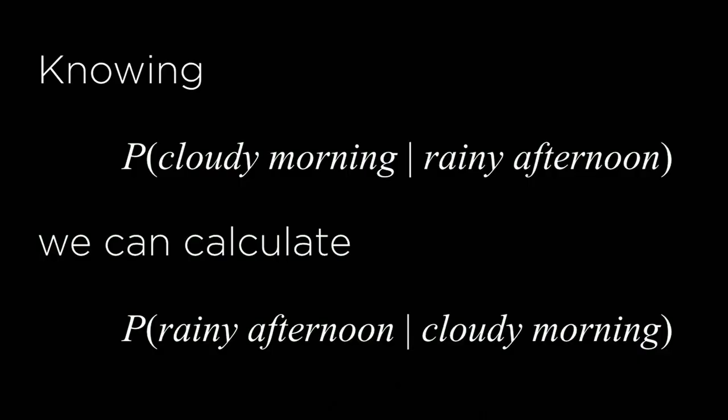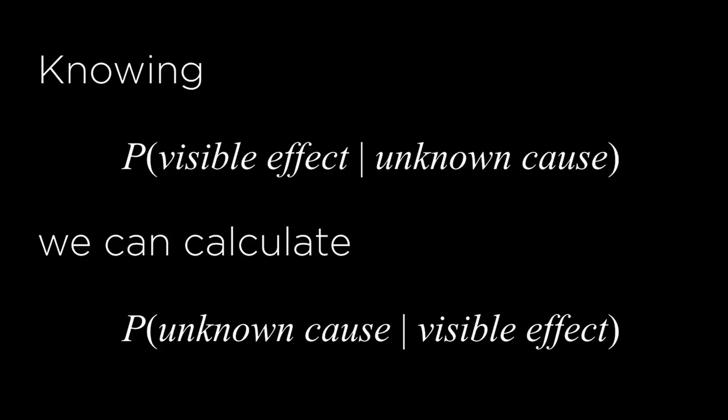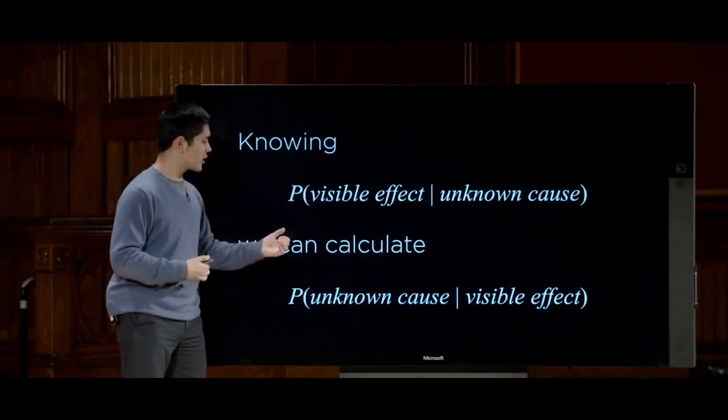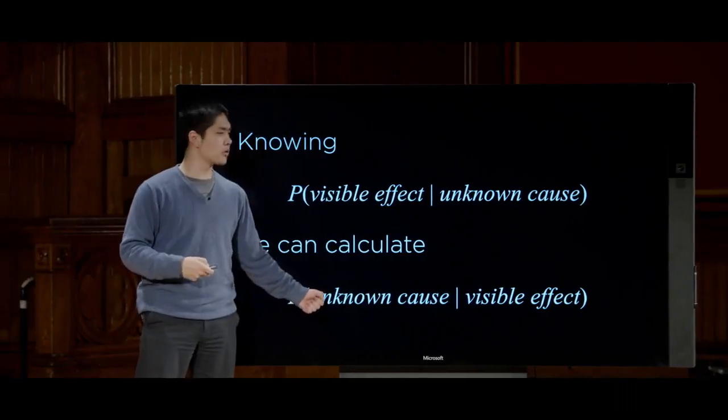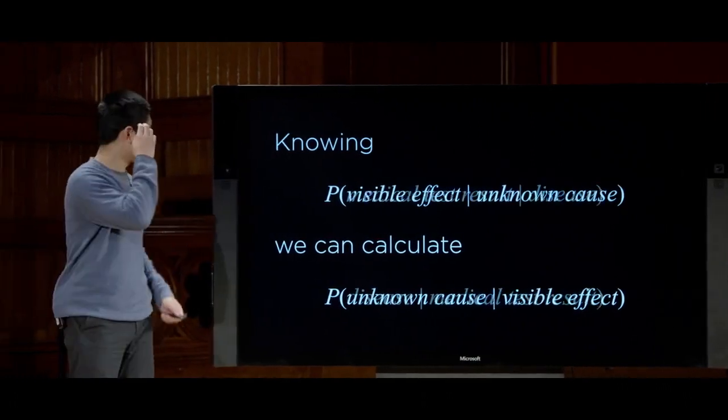So what does this look like? Well, it means that knowing the probability of cloudy mornings given rainy afternoons, we can calculate the probability of rainy afternoons given cloudy mornings. Or, for example, more generally, if we know the probability of some visible effect, some effect that we can see and observe, given some unknown cause that we're not sure about, well, then we can calculate the probability of that unknown cause given the visible effect.